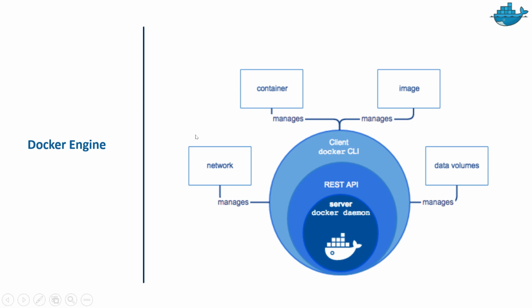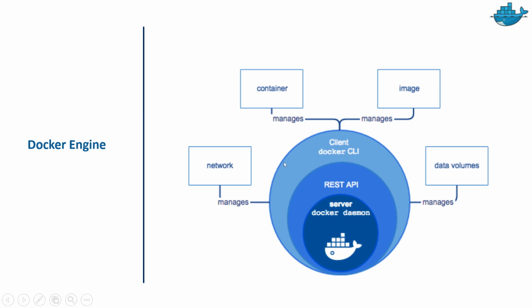Once you install Docker on your local PC, server, cloud, or Mac, you will get the Docker daemon, which works as the server. Another component installed internally is the REST API, which is a kind of service, and then the Docker client. The Docker daemon, which is the server, communicates with the Docker client with the help of a REST API.